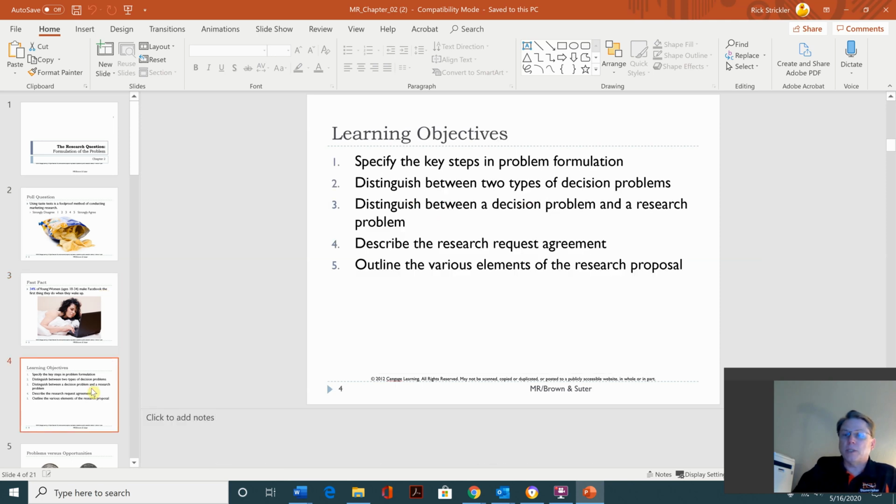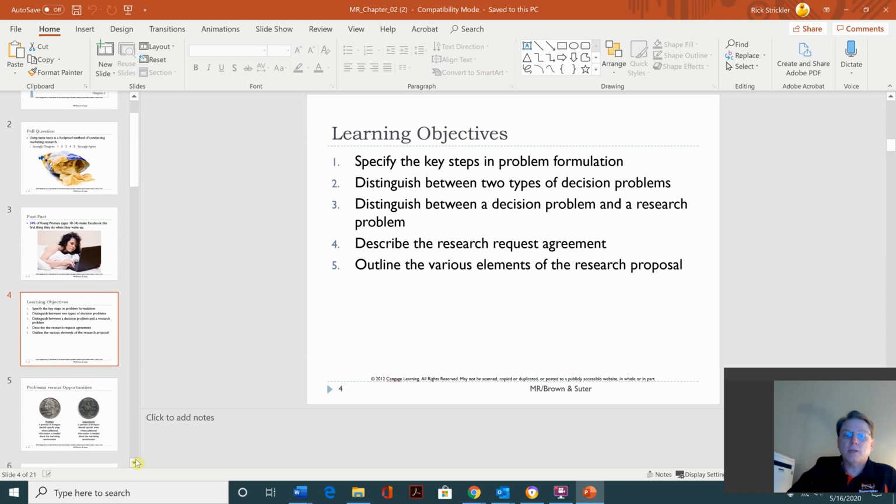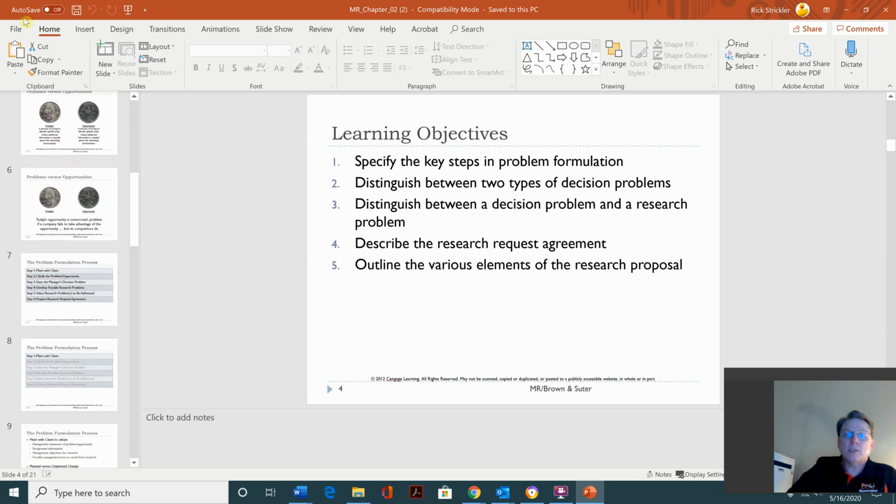So, what are we going to learn in this chapter? We're going to learn key steps in problem formulation, distinguish between two types of decision problems, distinguish between a decision problem and a research problem, describe the research request agreement, and outline the various elements of the research proposal. Okay, so let's start.